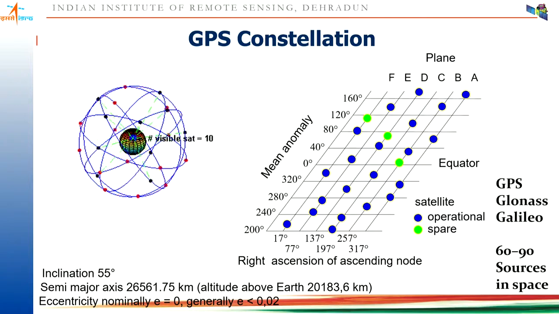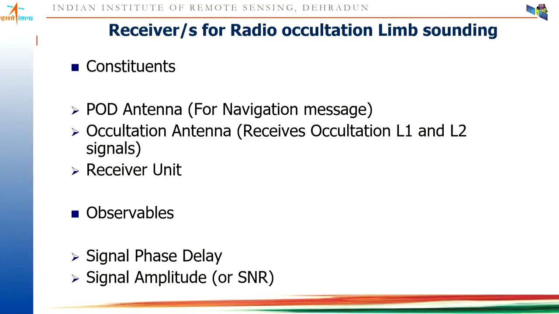Apart from the GPS satellites, there are other constellations as well, like GLONASS and Galileo. So various sources are available. If we put a receiver on a low Earth orbit satellite capable of receiving signals not only from GPS satellites but also from Galileo, GLONASS, or other constellations, then it will be good. We are getting a lot of soundings and a lot of information.